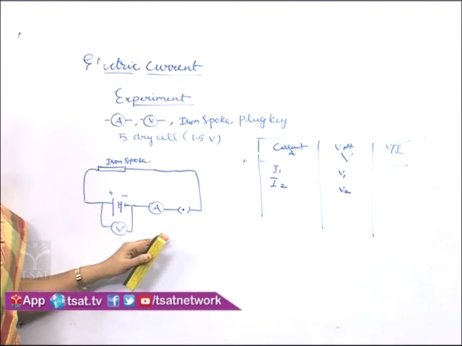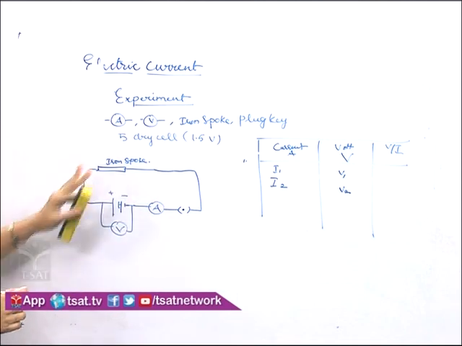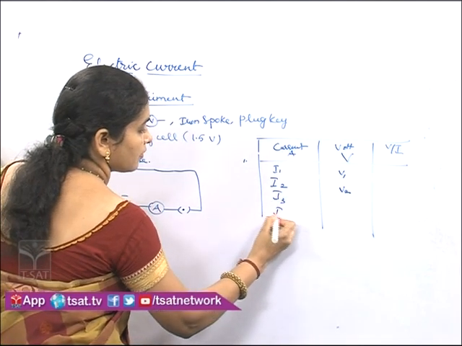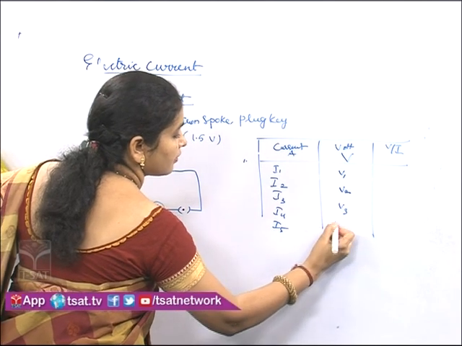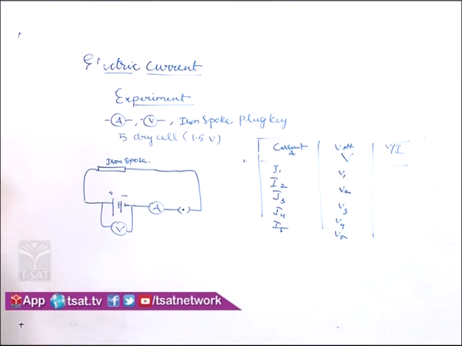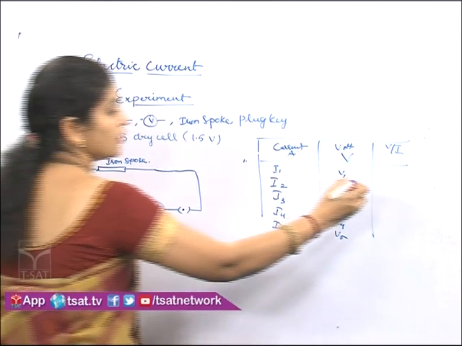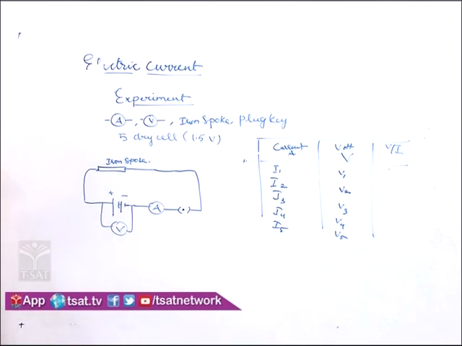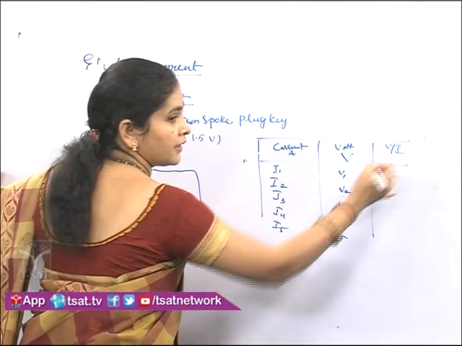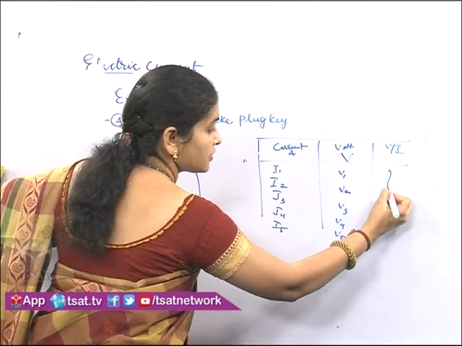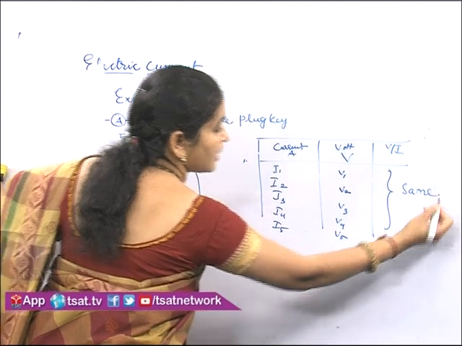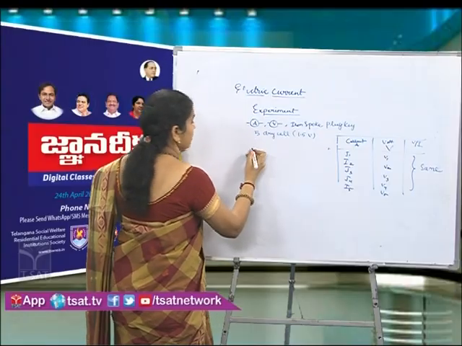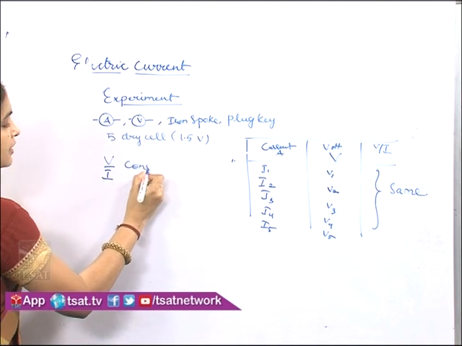Now repeat the experiment with 3 cells, 4 cells and 5 cells, and every time note down the readings from the ammeter and voltmeter respectively. For each case, find the V by I ratio. What we find is that the values in the last column are almost the same. We understand that V by I is constant.